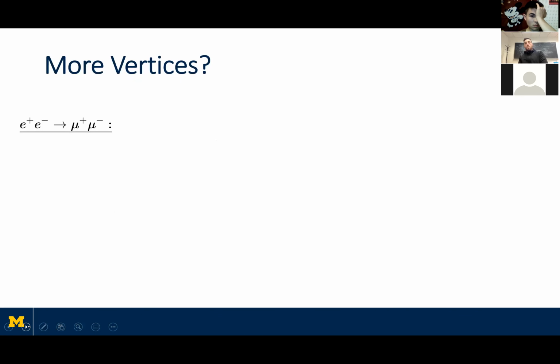All right, so what happens if I introduce more vertices? You'll notice that for this E plus E minus goes to mu plus mu minus, I drew just a single diagram like this. And if you count the vertices, here there's 2 vertices. So this goes like E squared, the charge squared. But what happens if I introduce more vertices?